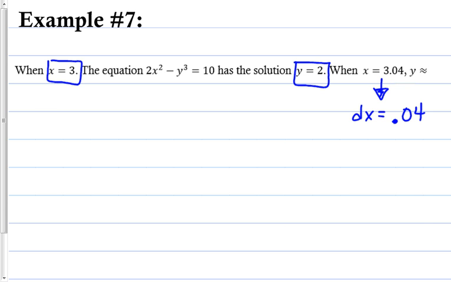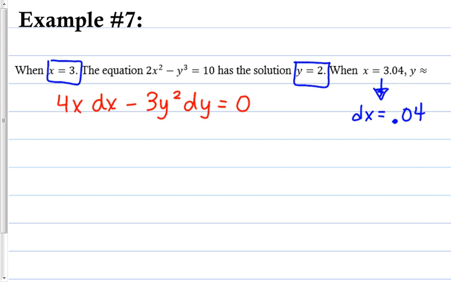So in order to find y, all I really need is dy, because if I have dy, I can just add that on to y. All right, so look at the equation, the function, derive it. So 4x, oh, hold on, I almost forgot my differentials. 4x dx minus 3y squared dy equals 0.